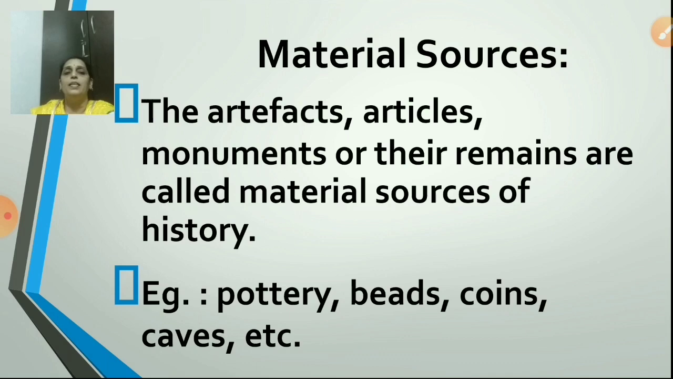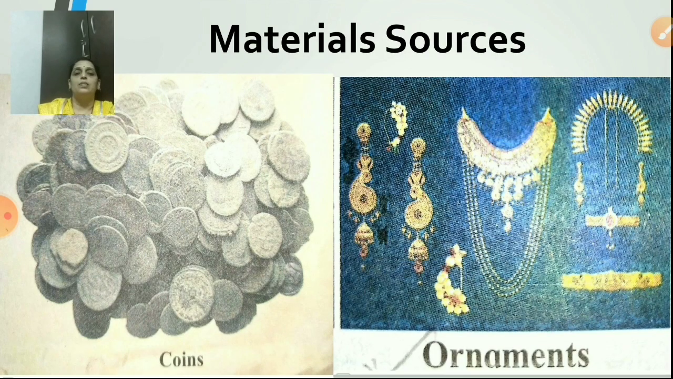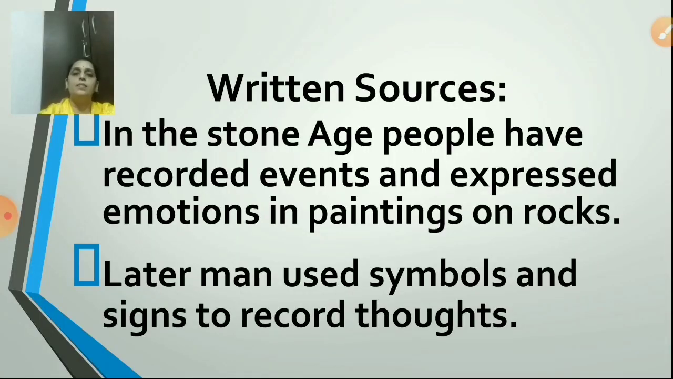Now the next picture of material sources. So coins and ornaments are material sources. Next is written sources. In the Stone Age, people recorded events and expressed emotions in paintings on rocks. Later, man used symbols and signs to record thoughts. Later on, man used symbols and signs to record his thoughts. And in the Stone Age, people recorded events and expressed emotion in paintings on rocks.